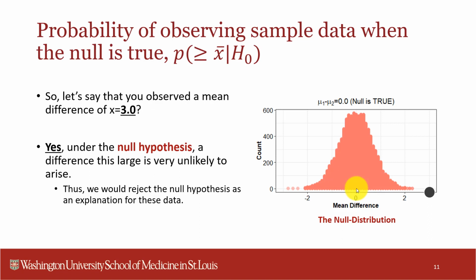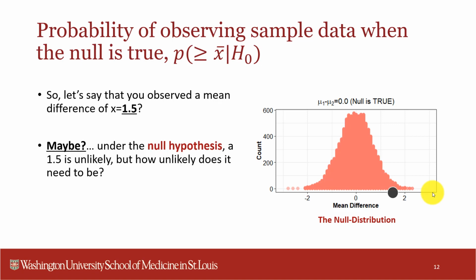What if we observed a mean difference, though, of about 3, right? And our mean difference was all the way over here. Well, yes, if the null hypothesis were true, this is very unlikely to arise, and therefore we would probably reject the null hypothesis as an explanation for these data. And we'd say, you know what, I think there's something else going on because we were unlikely to have observed a mean difference this large if the null hypothesis were true.